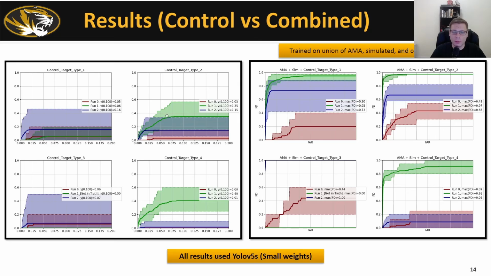And then finally, what we've done is we've trained a model that combines all 3 of these data sets. So the control, the AMA, and the simulated, each one of those was trained independently in what I've shown in the previous graphs. Then we've taken all 3 of those and put them together into one model. And as you might expect, this one does the best.